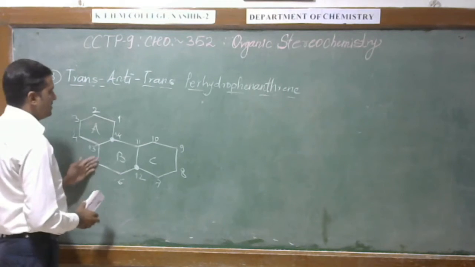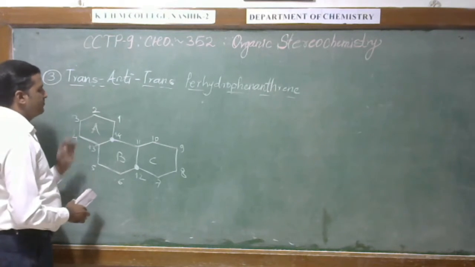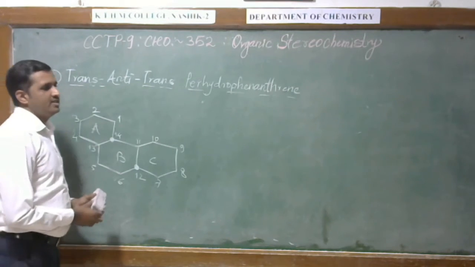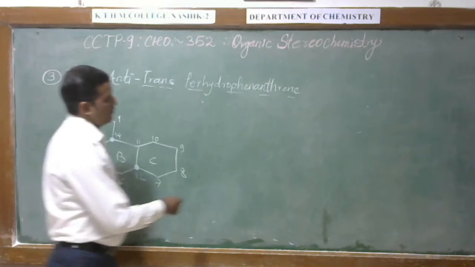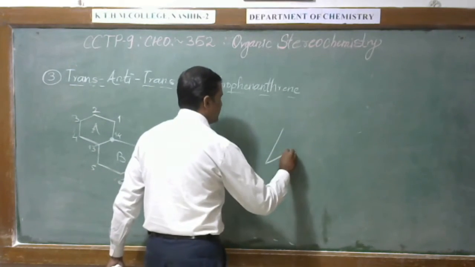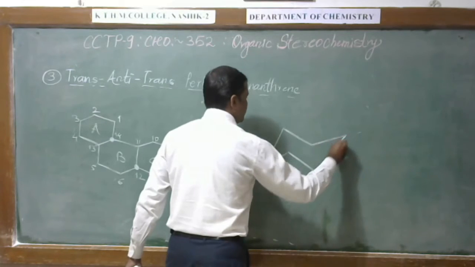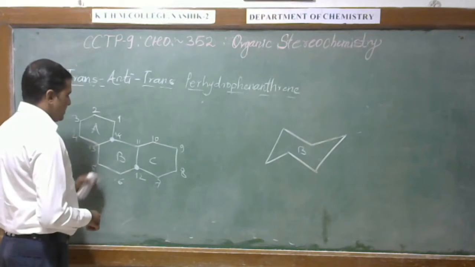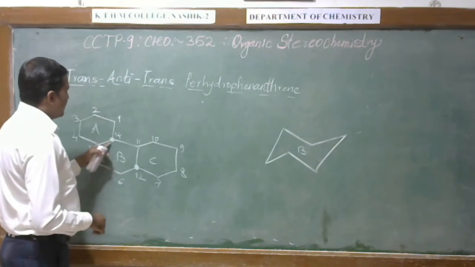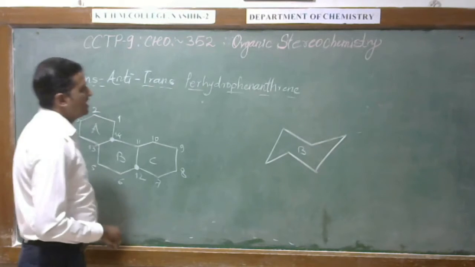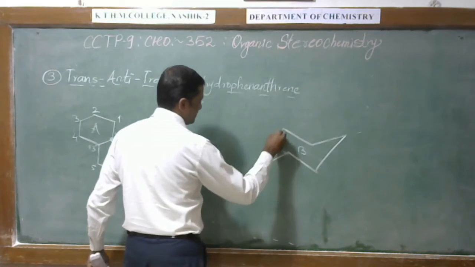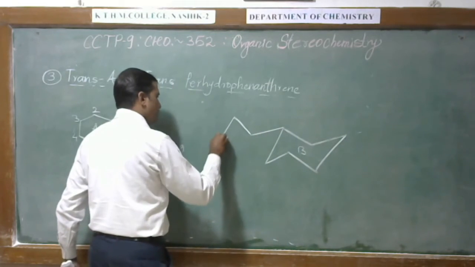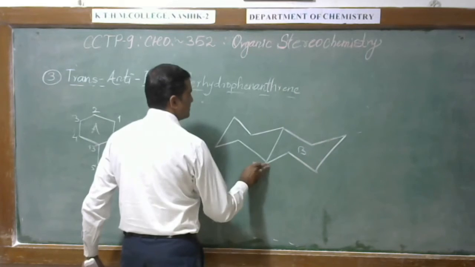So this is a two-dimensional representation for the trans-anti-trans perhydrophenanthrene. To write the chair conformation, I first of all draw here the middle ring, that is B ring, in chair conformation, like this. Then we know that AB ring fusion is in trans fashion. I consider this AB ring fusion as a trans decalin system, like this.